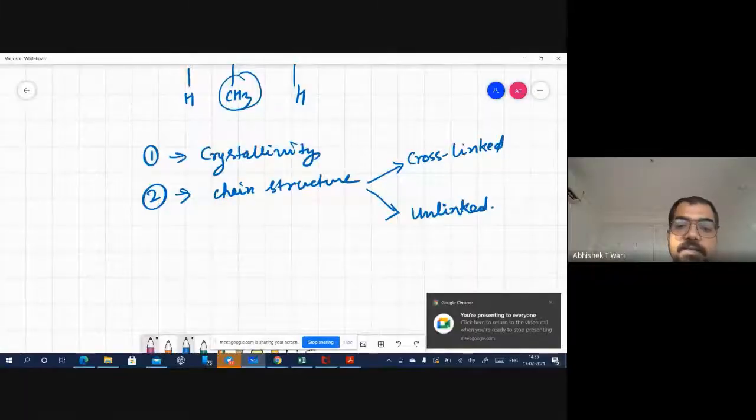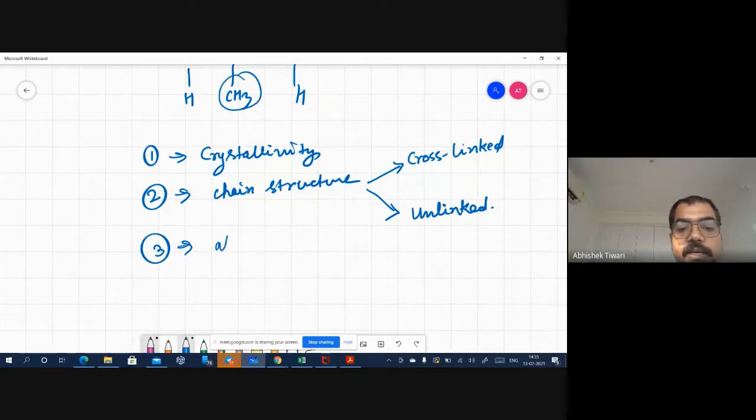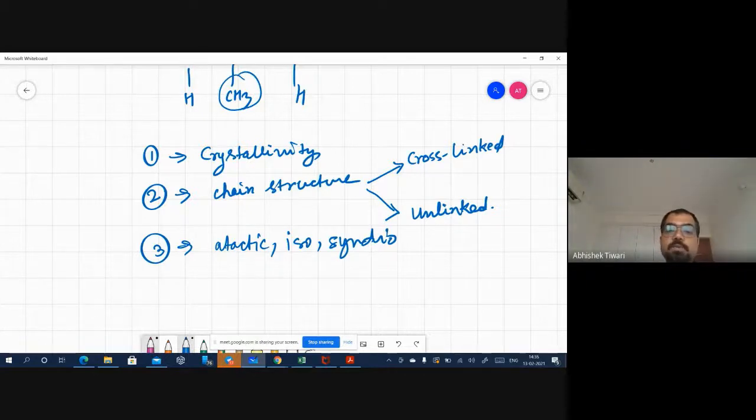So that is a cross-linked structure. And the other one, which is unlinked, was simply what I showed previously. There will be no cross-linking. So that is the chain structure. And third, you can have the type of distribution, what we talked about: atactic, iso and syndiotactic. Okay, so these molecular contributions are there to describe how the mechanical response is.